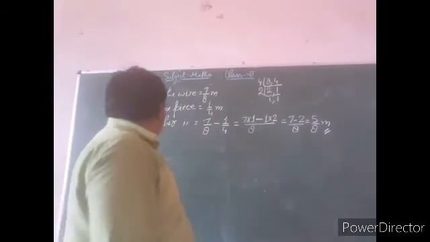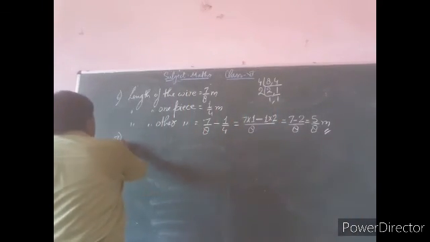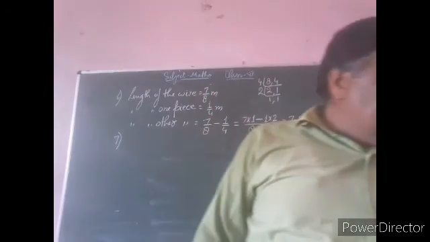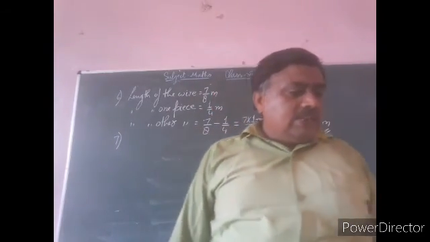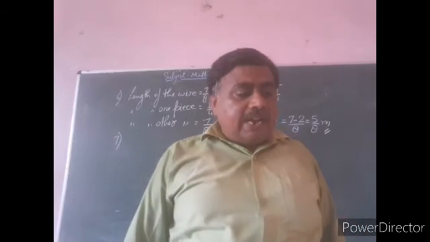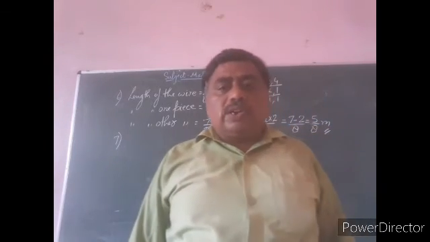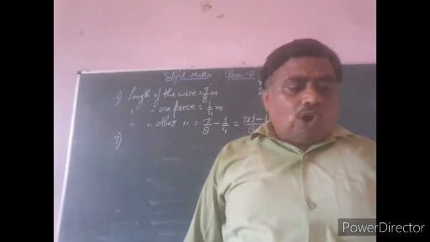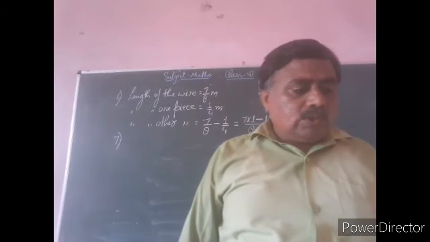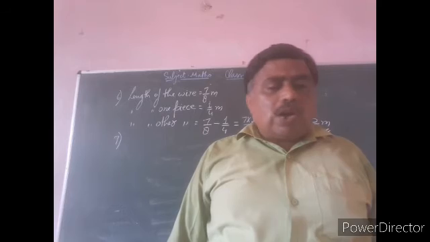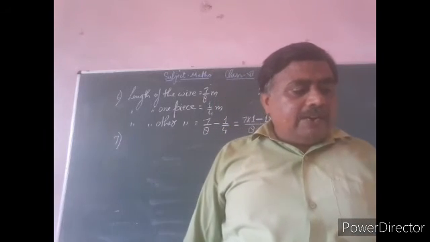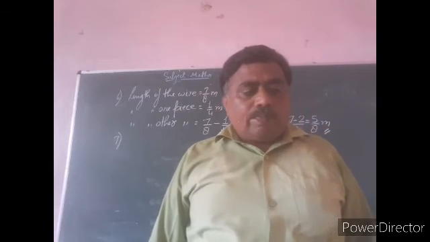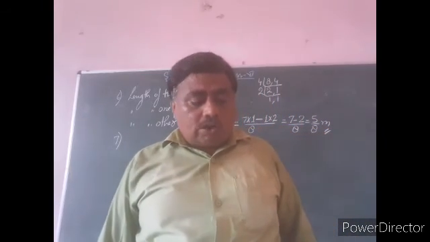Now question number 7. Question number 7 is Nandini's house is 9/10 kilometers from her school. She walked some distance and then took a bus for 1/2 kilometers to reach the school. How far did she walk?